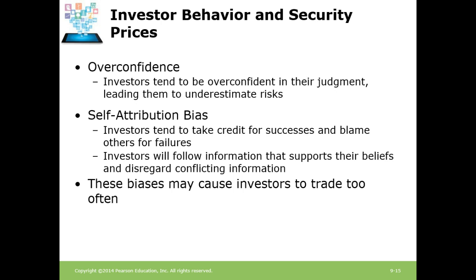So you tend to follow the information that supports your beliefs, but then discard conflicting information. So you're not learning from your mistakes, basically. When you do something right, you're willing to take credit for it, but if you do something wrong, you blame others and never learn from the mistake, which means you're likely to repeat that same action. So both of these things can cause you to trade too frequently, and people who trade more frequently statistically make less money than people who trade less frequently.